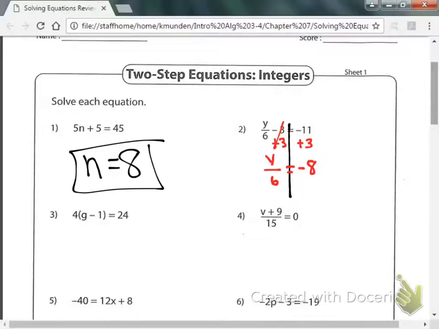And then we want to undo dividing by 6. How do you undo dividing? Multiplying. So I'm going to multiply both sides by 6. On the left side, I have just the y. On the right side, that's negative 48.